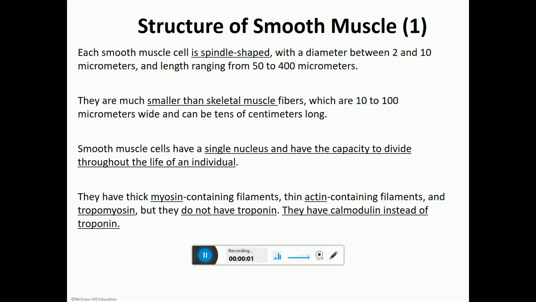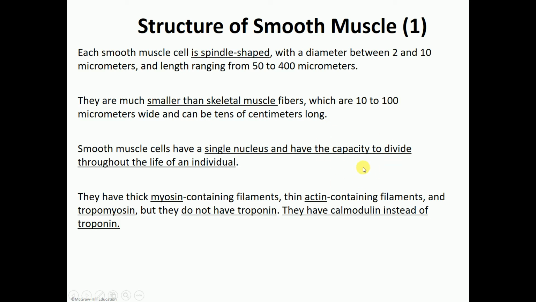Now this part of the chapter will discuss smooth muscles and cardiac muscle fibers. Smooth muscles are spindle-shaped muscles. They are smaller than your skeletal muscles. They are uninucleated, or only have a single nucleus. Compare that to your multinucleated skeletal muscle fibers.